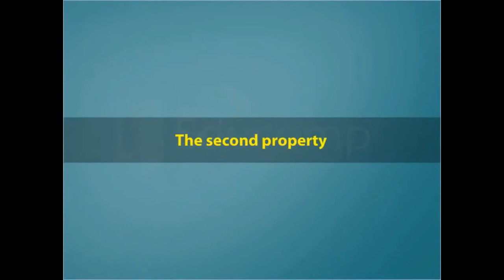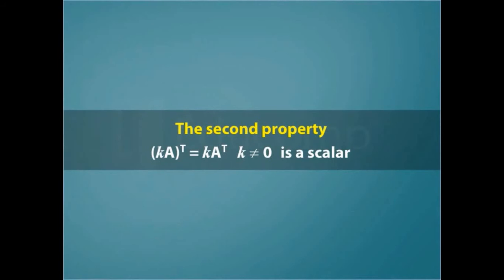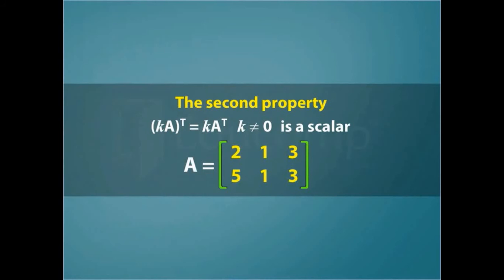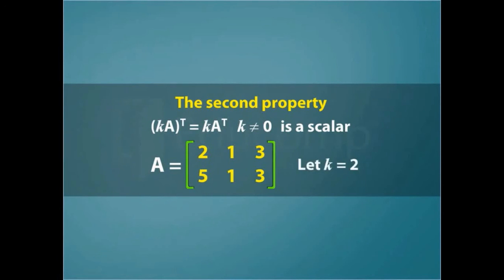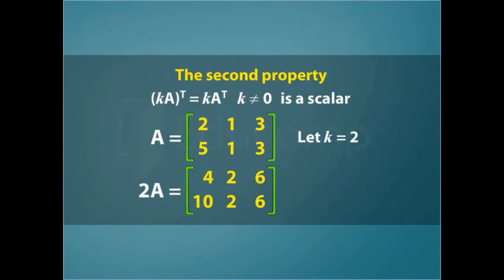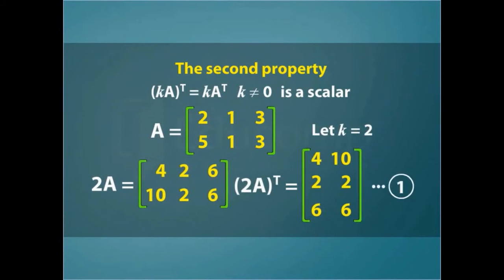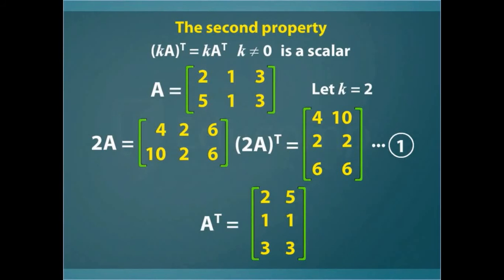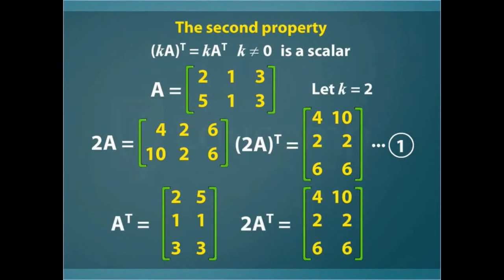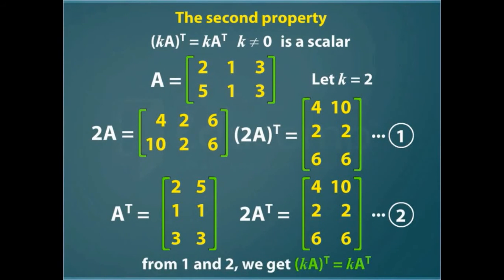The second property is the transpose of K times A is K times the transpose of A, where K is not equal to 0, is a scalar, and A is any matrix. Let A be a matrix with elements 2, 1, 3, 5, 1 and 3. Let K be 2. Then 2A will be a matrix with elements 4, 2, 6, 10, 2 and 6. The transpose of 2A will be a matrix with elements 4, 10, 2, 2, 6 and 6, which is equation 1. A transpose is a matrix with the elements 2, 5, 1, 1, 3 and 3. 2 times A transpose is a matrix with the elements 4, 10, 2, 2, 6 and 6, which is equation 2. From 1 and 2 we get the required result.